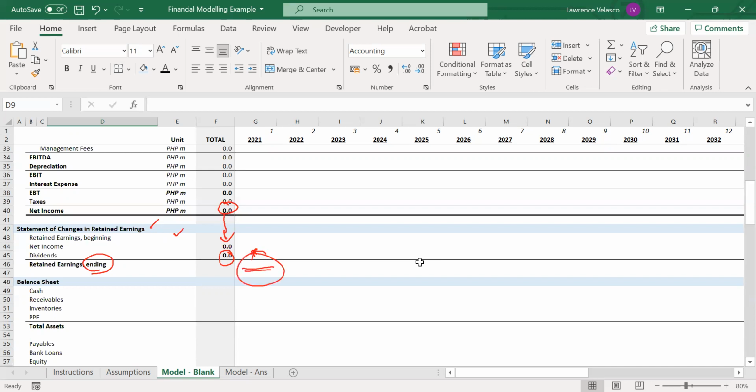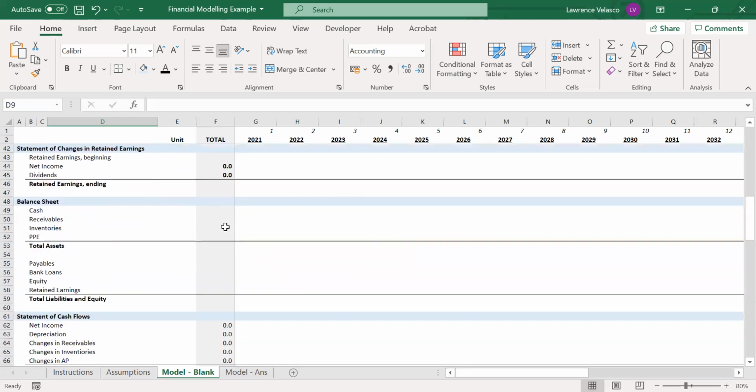Once you compute the retained earnings ending, it connects to your balance sheet, of course. So yung output mo dito sa income statement, it connects sa statement of changes in retained earnings. Okay? Yung output ng statement of changes in retained earnings, pupunta yan sa balance sheet. Okay? After the statement of retained earnings, computin na natin yung balance sheet. So may cash, receivables until you get total assets, payables, blah, blah, blah, until you get total liabilities and equity.